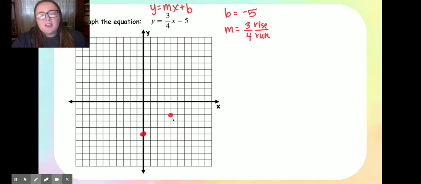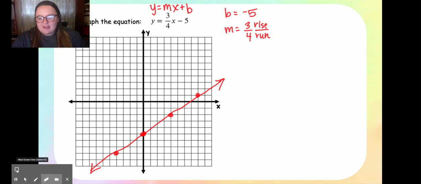Alrighty then, do I stop there? I hope you said no, right? I'm gonna continue to make some more points. I can keep going, rise 3, run 4 to the right. And then I would be off the graph, so I'm not gonna do any more, but I can go the opposite direction. I can go down 3 to the left 4, right? Those are all of my points, and I would connect those with a perfect line straight through them, and there is our graph. This one was slope-intercept. It's super easy to do. You can begin with your b, move with your m, okay?